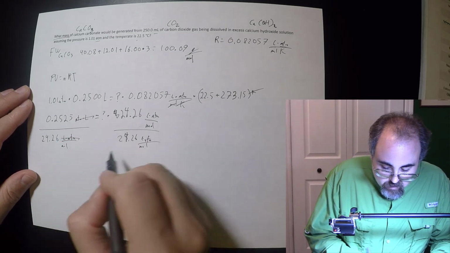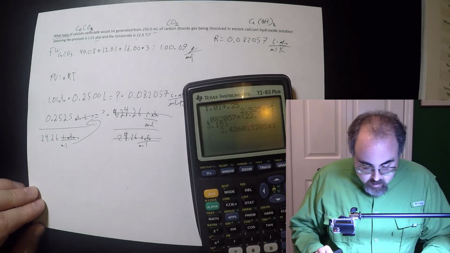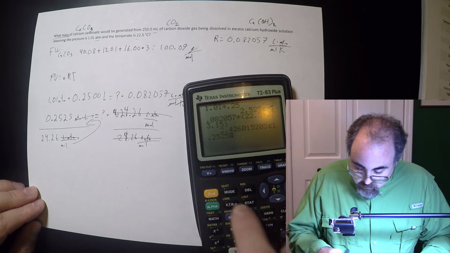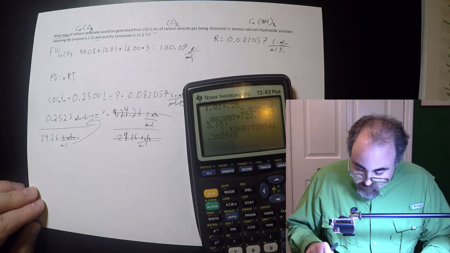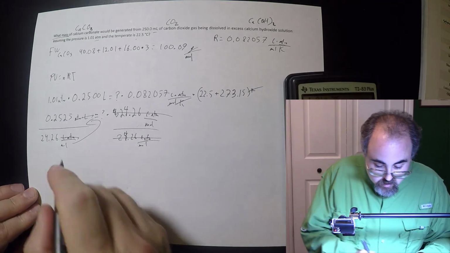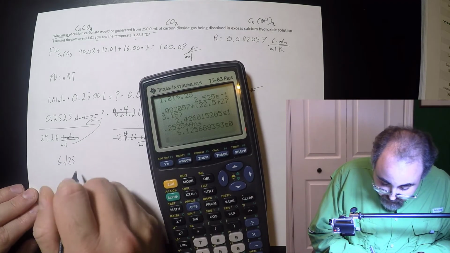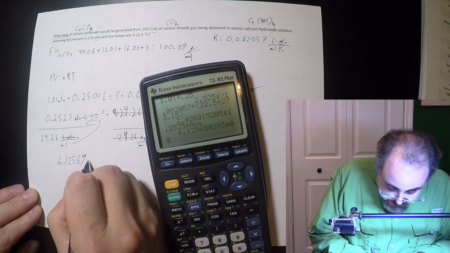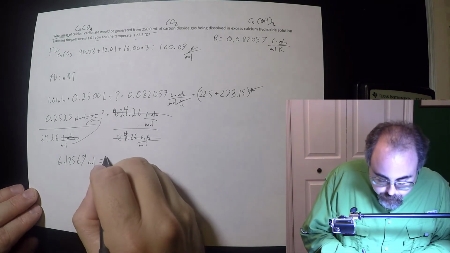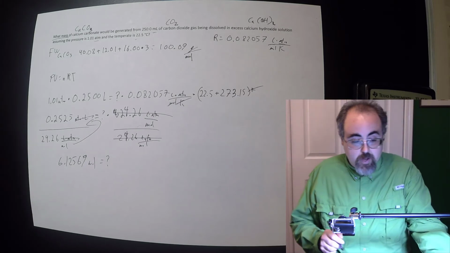Okay, liter atms cancel. This whole thing cancels. Moles flop to the top. So now I'm going to do 0.2525 times second answer equals 6.12569 moles. I know that's way too many sig figs, and that's the way I like it, because I'm going to round at the end. That equals question mark. Okay, so now what I need to do is do some stoichiometry.